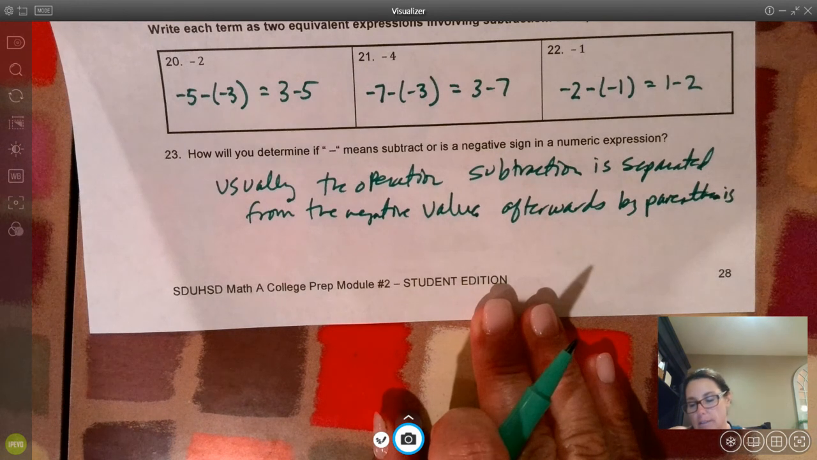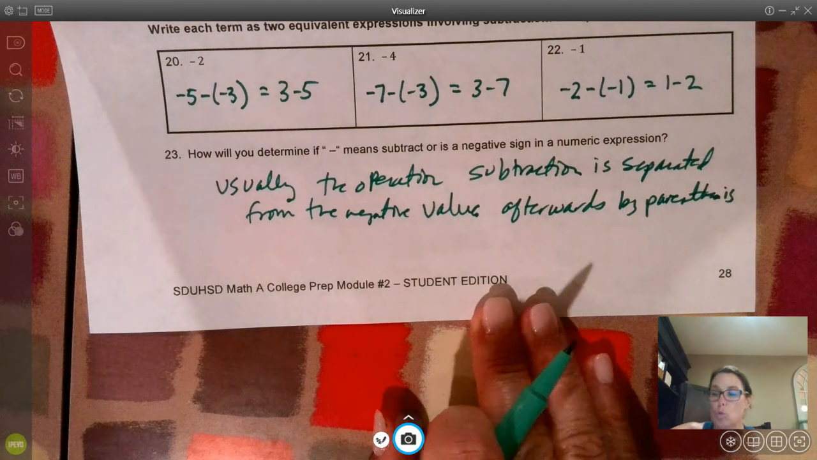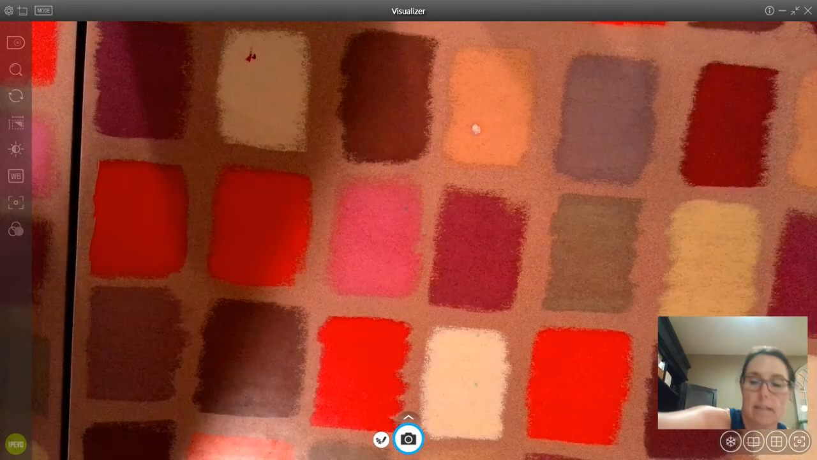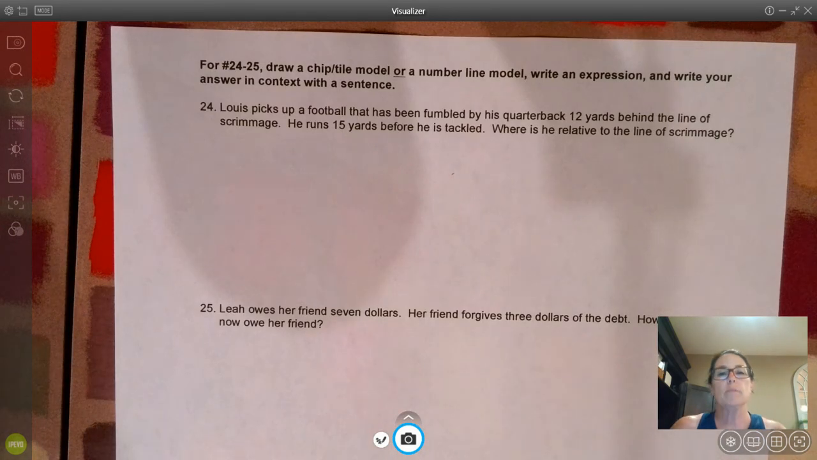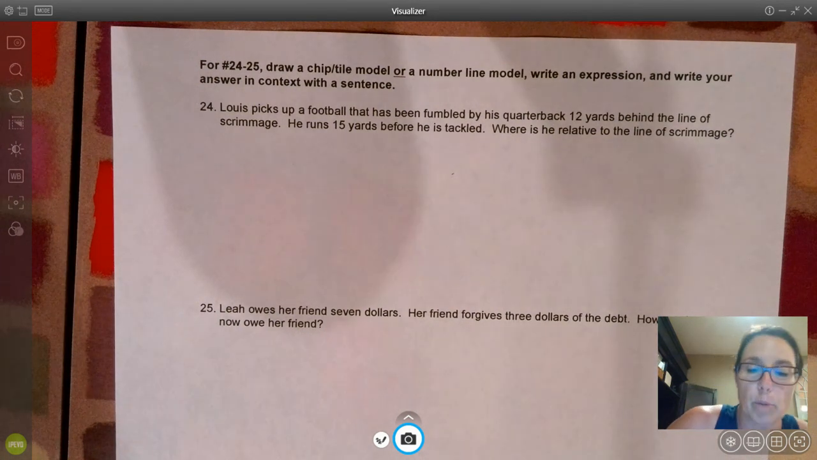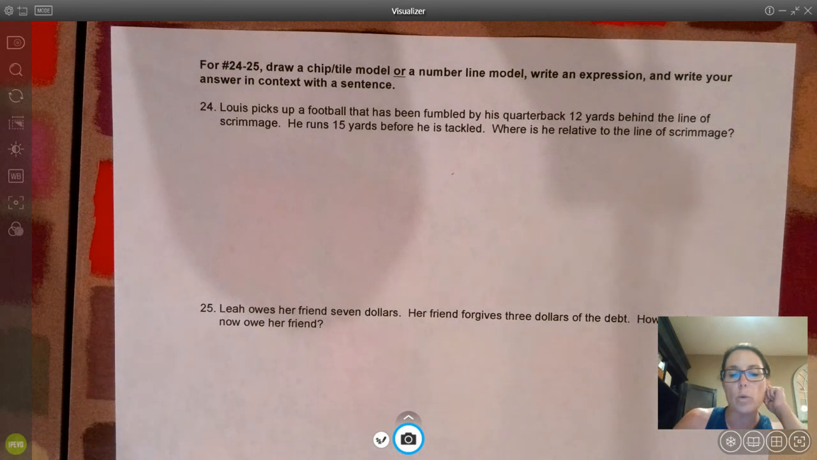Okay, all right, let's go ahead. We're on the last couple of problems, a couple of word problems. 2 word problems to finish her up. All right, for number 24 and number 25, draw a chip tile model or a number line model. I prefer chips because I don't want to make a number line. Write an expression and write your answer in context with a sentence. Lewis picks up a football that has been fumbled by his quarterback 12 yards behind the line of scrimmage. He runs 15 yards before he's tackled. Where is he relative to the line of scrimmage?